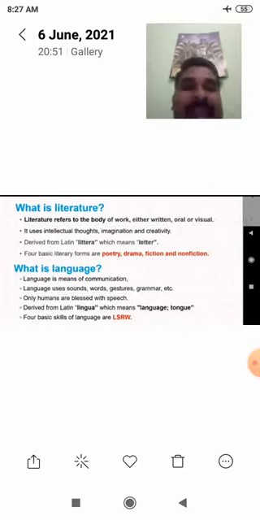In language there are four basic skills involved. What are they? LSRW. L means listening, S means speaking, R means reading, and W means writing. These are the four basic skills of language. Listening is the main role in learning a language. Wherever we go, we have to listen.